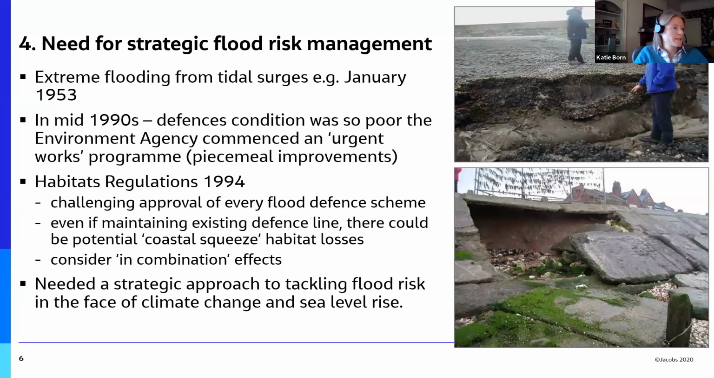This slide is explaining a bit around the need for the strategic management of flood risk in the Humber estuary. So we know that there are extreme flood events from tidal surges, and the most deadly was in January 1953 across the east of England and other parts of Europe, which you'll be aware of, no doubt. And then through the early to mid 1990s, the Environment Agency commenced with a series of urgent works programs. So they were doing piecemeal improvements.